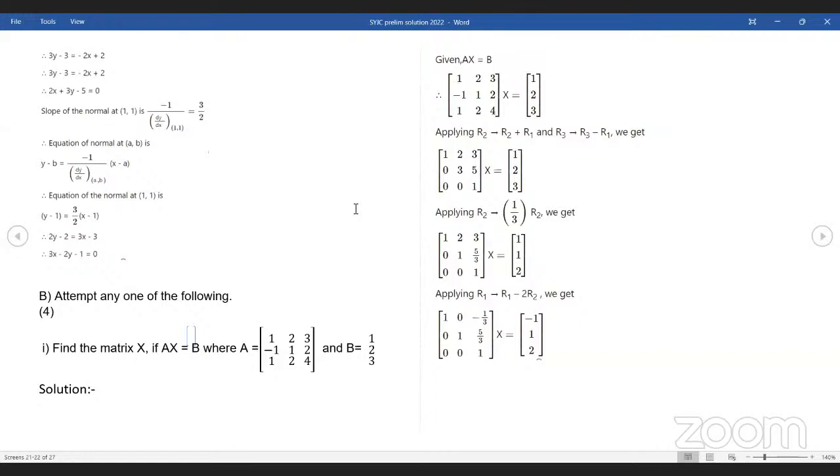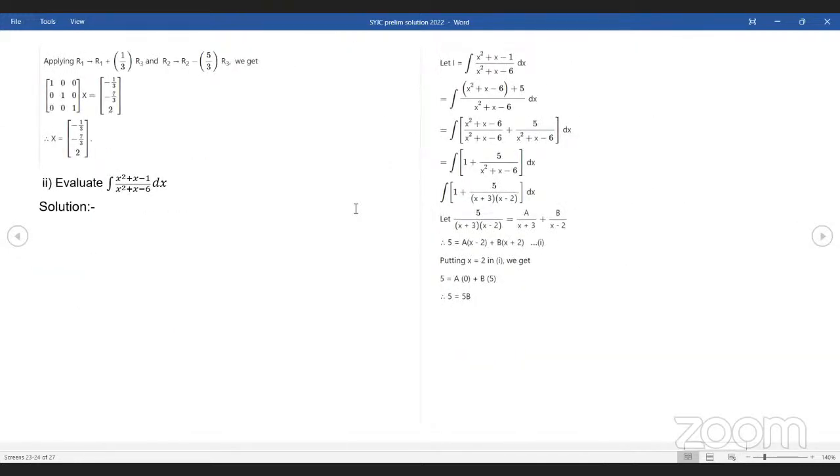यानी हर टाइम आप रो रिडक्शन कर रहे हैं, that time what is your target? First you make lower triangle elements 0 by using R1. So as you simplify by using that method, we get value of X = -1/3, next Y = -7/3, and last Z is equal to 2.